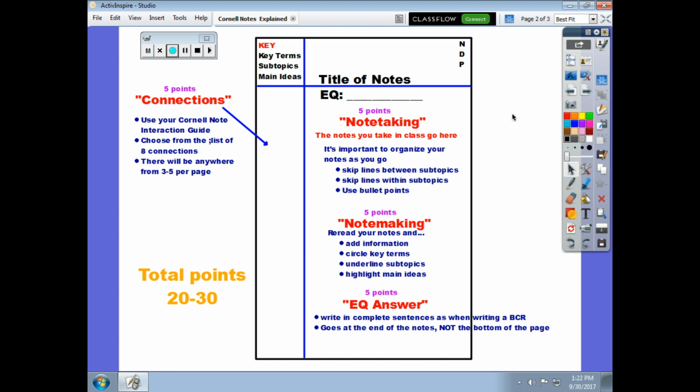And when you take notes, it's important to remember that you are skipping lines between subtopics and lines within the subtopics, using bullet points, using all those methods of organization as you go, so that your notes are neat. And yes, you're going to have to learn, and I know, parents, sometimes this is one of those things where you look at it and you're going, well, my kid can't write that neatly. Okay, well, I understand that. We all have trouble with writing neatly at times.